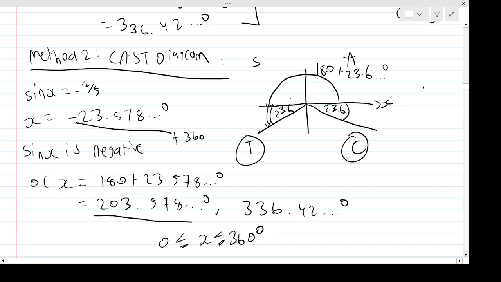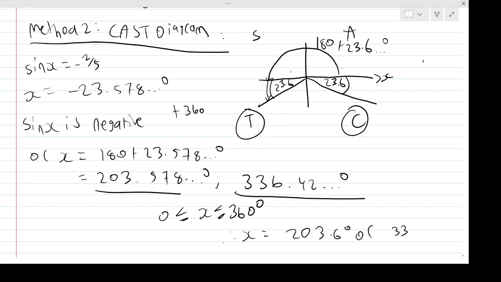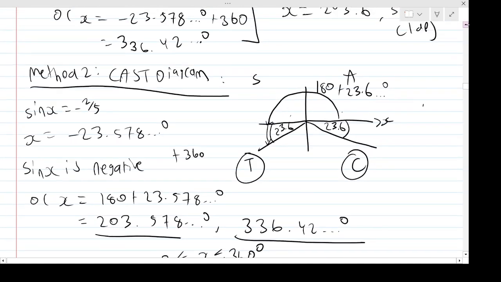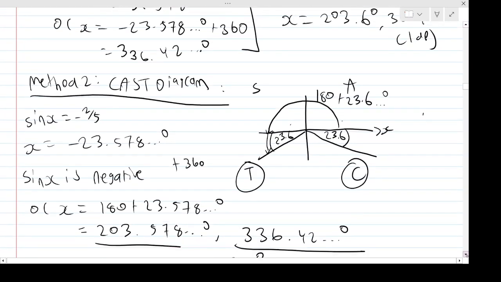So the only values between 0 and 360 here are 203.578 and 336.42. So there we are. To one decimal place, and there we are. So those are my two solutions here, and again that matches with the answer that we got up here, right? Same two solutions. So the two different methods, pick what you prefer.